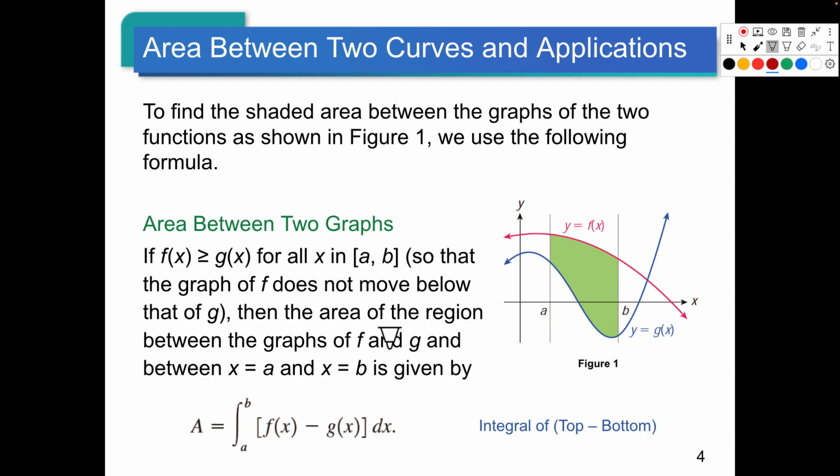So notice with what they're giving us here, they show us a graph, which is pretty much what we're going to do. They don't tell us what the functions are, but from the graph we can see f of x is the higher function, the red one, on top, and g of x is the lower function, on the bottom.